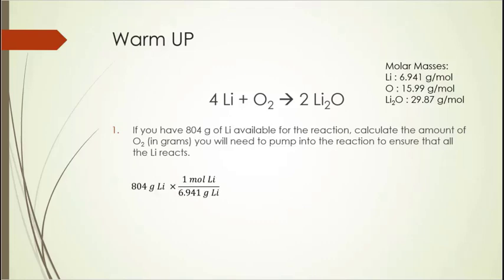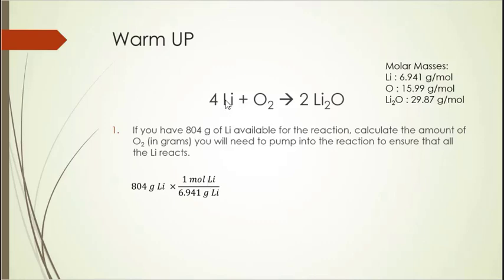Our starting point is going to be that we are starting with 804 grams of lithium, and we know that whenever we have grams, grams needs to go to moles. So we need to look at our periodic table to see the molar mass of lithium, 6.941 grams of lithium in 1 mole of lithium. That will cancel out my grams. We know that if the units are diagonal from each other, they cancel out. So I now have moles of lithium.